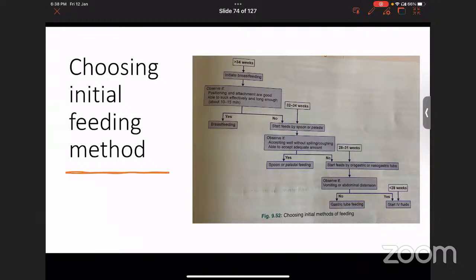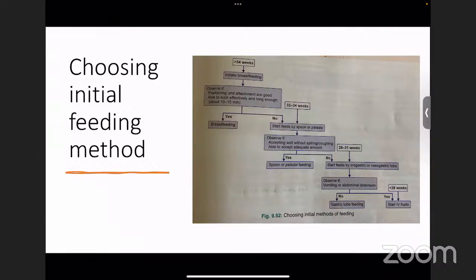Okay. So, choosing the initial method. I will be going through it as soon as possible because it's a revision. So see the chart. This is given in the OP guide in your book. Just wrap it up. It's very easy, not that tough.